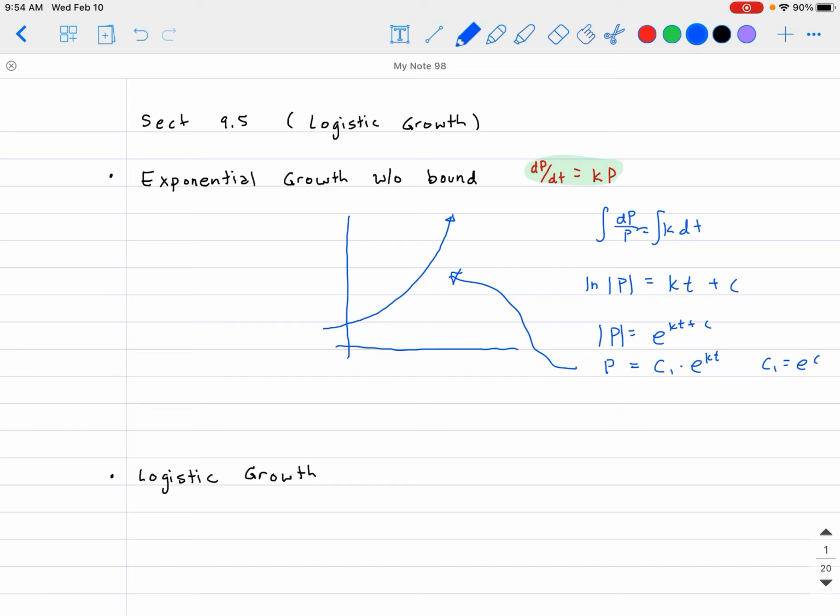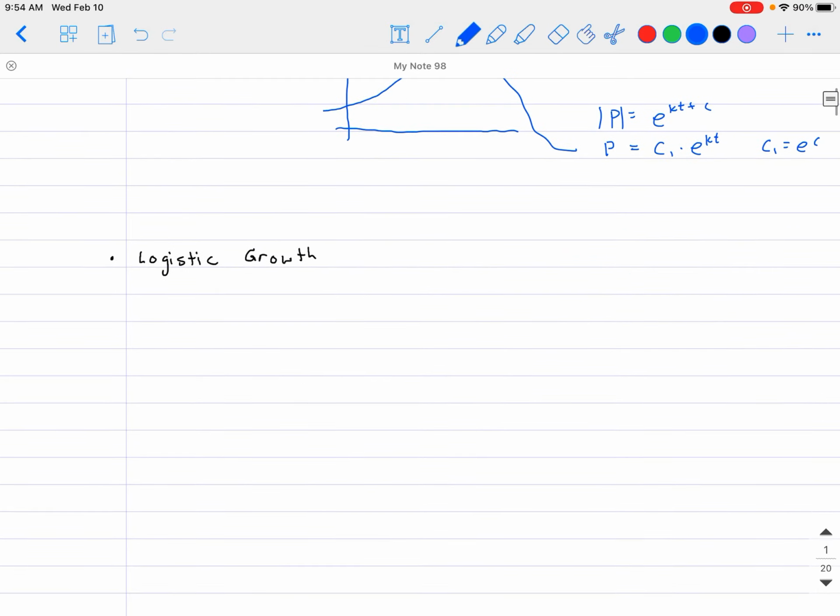So for example, maybe a carrying capacity. On Earth, there's only so much space for humans to grow. And as a result, we're going to have some sort of upper bound, so that we cannot exceed that upper bound. So in reality, logistic growth is that you have a curve that might look like the following over here.